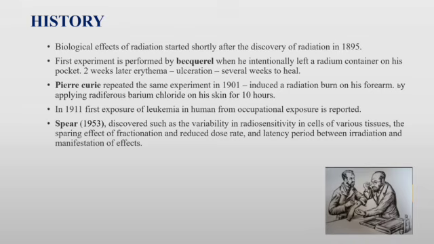In 1911, the first case of leukemia in humans from occupational exposure was reported. Speer in 1953 discovered a variability in radiosensitivity in cells of various tissues, the sparing effect of fractionation and reduced dose rate, and the latency period between the radiation and the manifestation of effects.